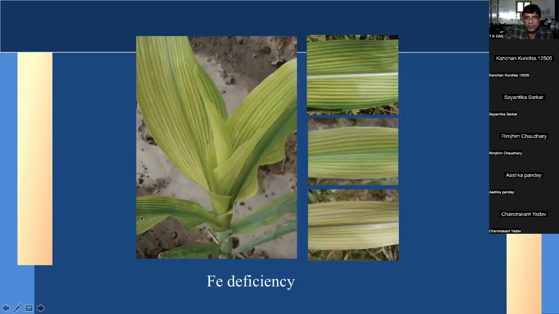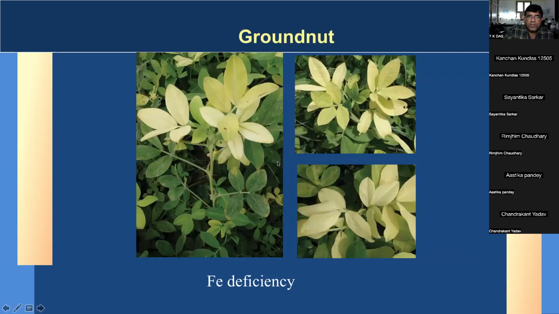So in maize, you can see the chlorosis, iron chlorosis, deficiency chlorosis. You can see here, veins are green. You can see in groundnut, this is typical deficiency symptoms of iron deficiency. Quite in contrast, see, lower leaves are green, but these upper leaves are not green. They are yellow, but you can see here and there, their veins are somewhat green.